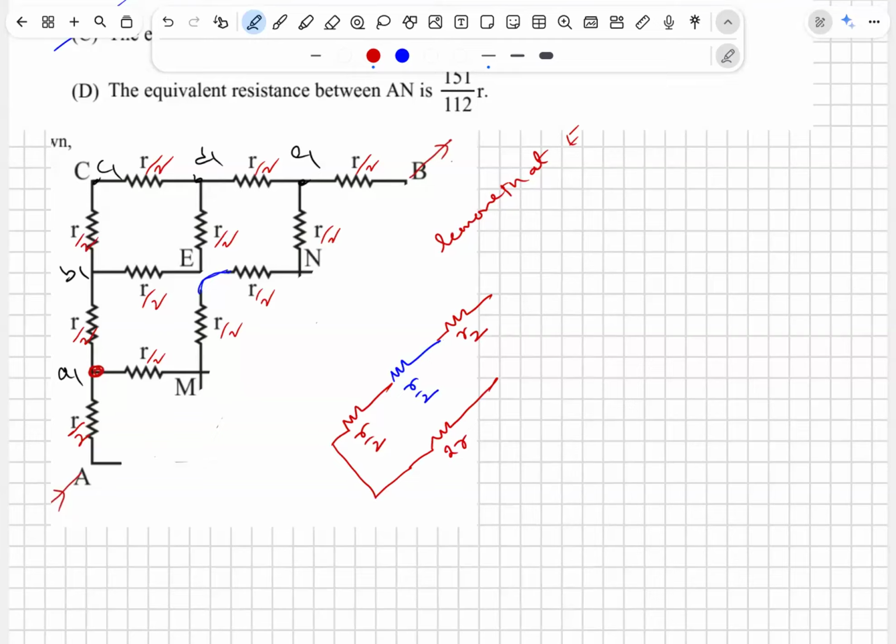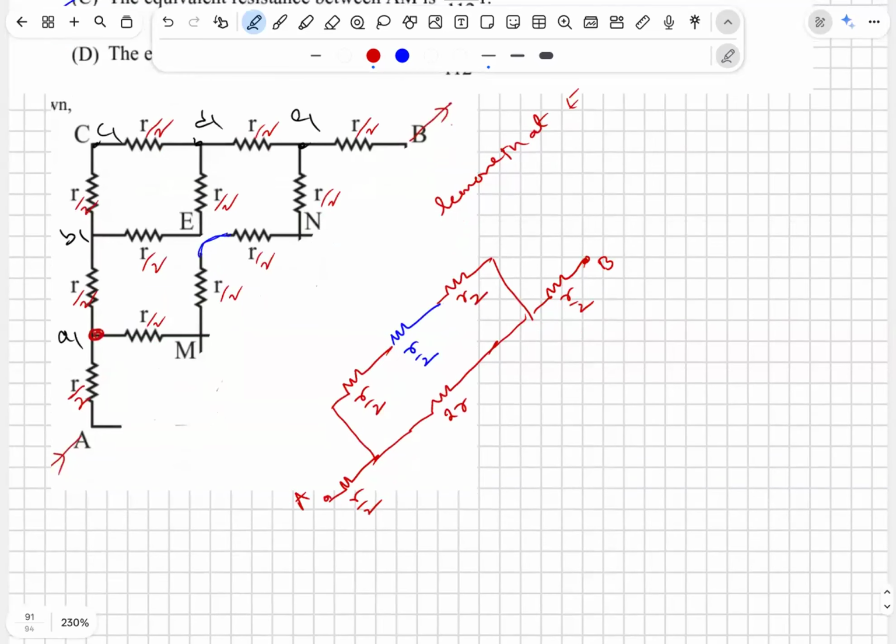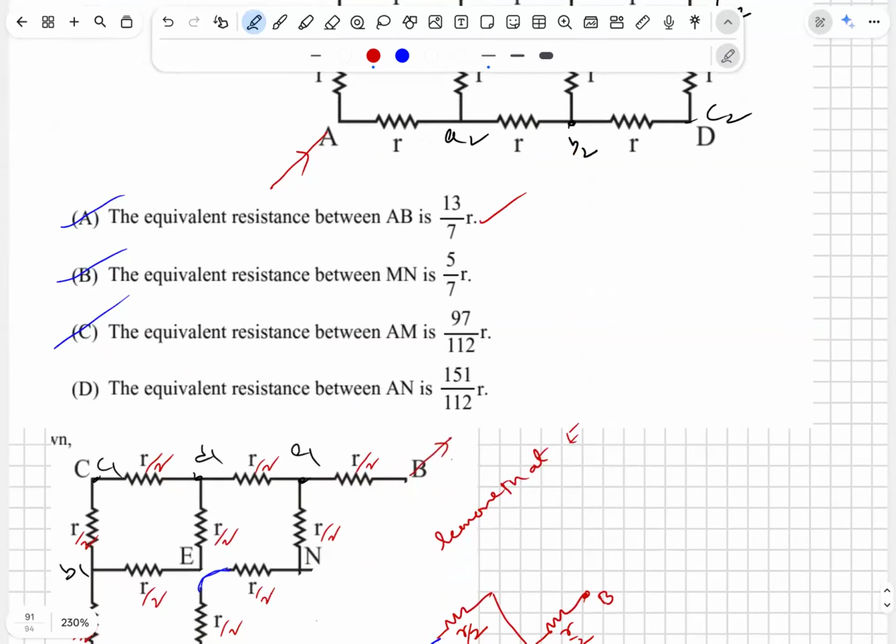And again you have one R by 2 here, another R by 2 here. Finally, the grand A is here, the grand B is here. R by 2, R by 2. 3R by 2, 2R, parallel combination: 6R by 7, plus R, 13R by 7. Right.